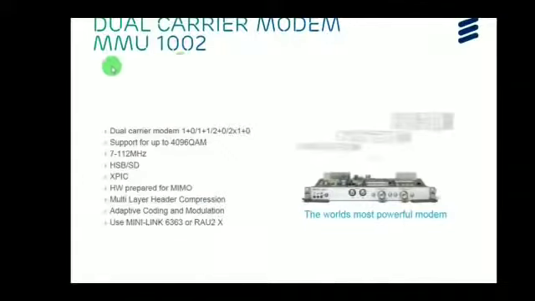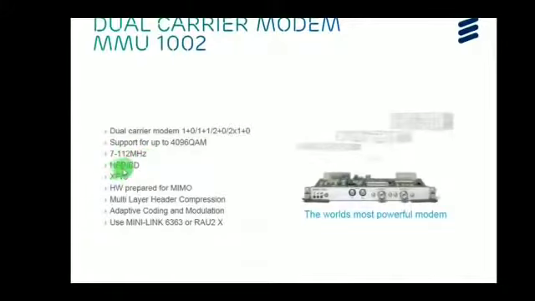MMU 1002. MMU is nothing but modem multiplexer unit. It's a dual carrier modem. This is a picture of the MMU 1002. It supports dual carrier modem in 1+0 configuration, 1+1 configuration, 2+0 configuration. It supports up to 4096 quadrature amplitude modulation. It supports bandwidth of 7 to 112 MHz.